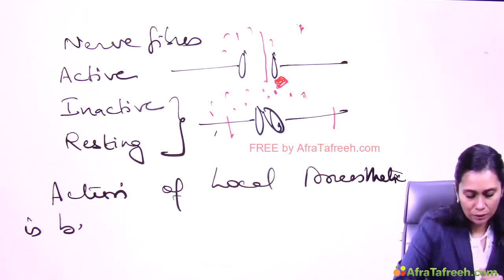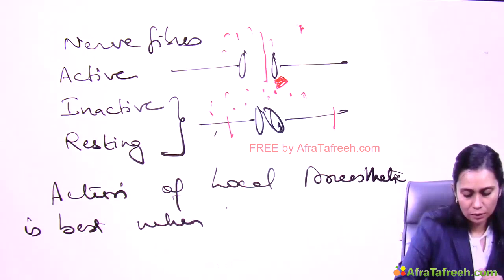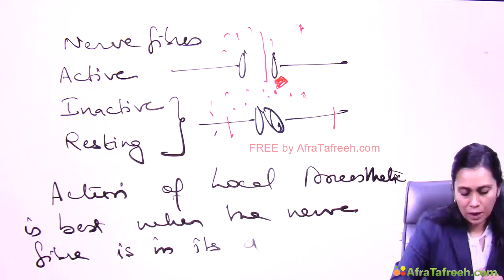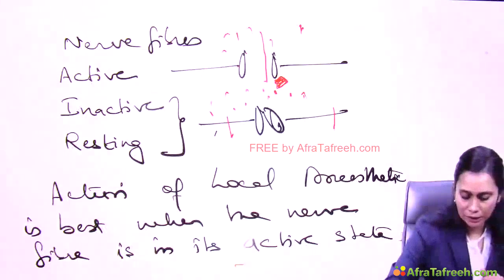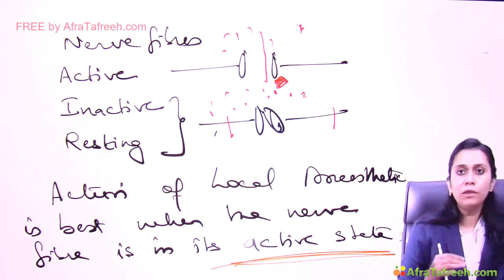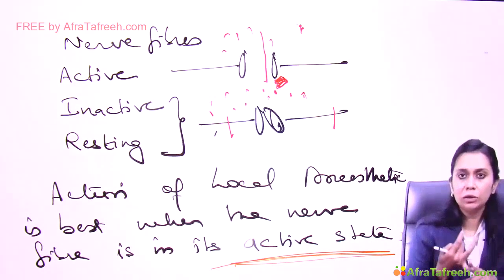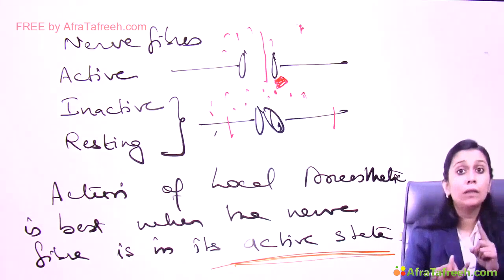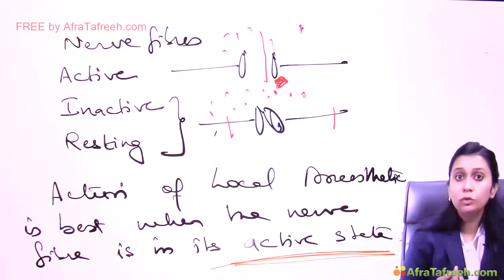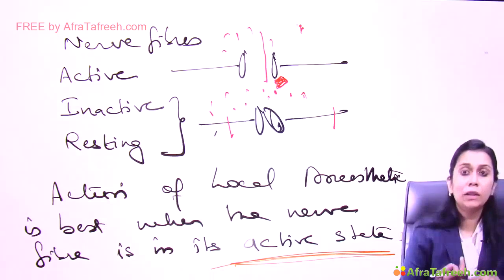is best when the nerve fiber is in its active state. So when the nerve fiber is in its active state, action of local anesthetic is best. Based on first and second point, that is, it acts on sodium channel and acts on active nerve fiber best. It acts on sodium channel, which is a voltage gated channel, and acts best when the sodium channel is open, that is, when its nerve fiber is in active state.